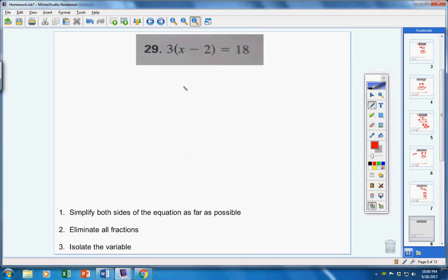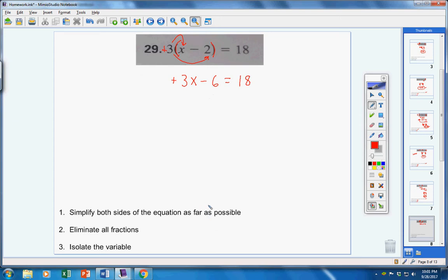Okay, students, here we go. Step 1, simplify both sides. Well, obviously, 18, there's nothing I can do. But over here, I have 3 being multiplied times the group. So we know I can distribute the 3 through the parentheses. Positive times a positive is positive. 3 times x is 3x. A positive times a negative is negative. 3 times 2 is 6.